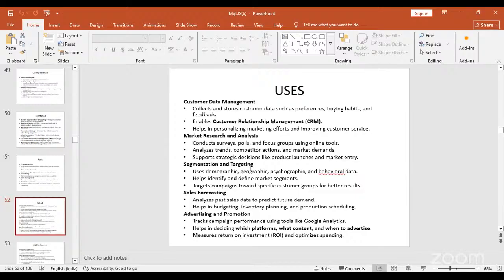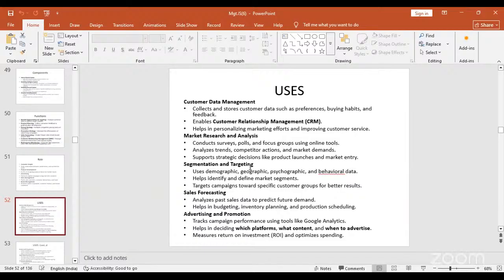Then segmentation and targeting. Market segmentation means the market is divided. For a local area, the products are made according to the taste of the customers, and for an urban area, such products have to be available. So, according to the taste of the customers, it uses demographic, geographic, psychological, and behavioral data, and it helps to identify and define market segments.